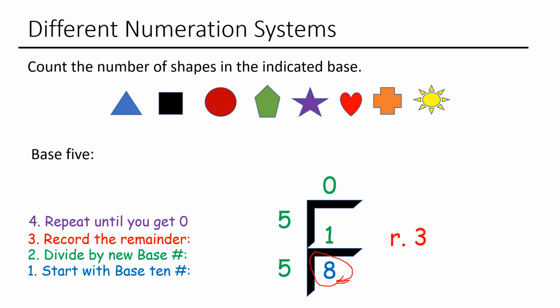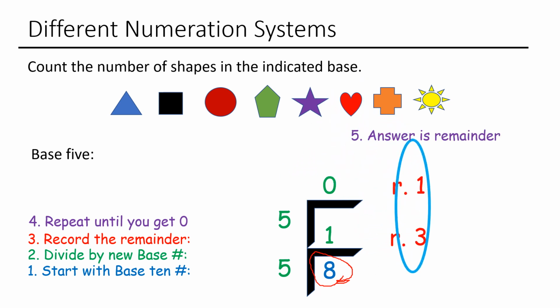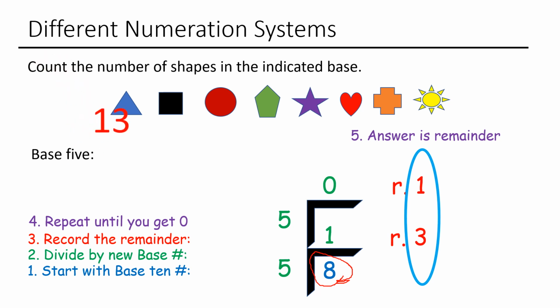So we have to do 0 times 5, which is 0. 1 minus 0 gives me a remainder of 1. And then I'm done now because I got a 0. So the answer is my remainder. Remember, I read this going down. So the number 8 in base 10 is the same thing as 13 in base 5.